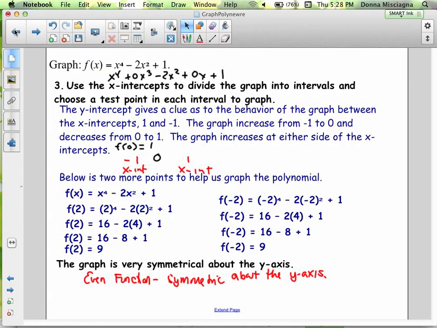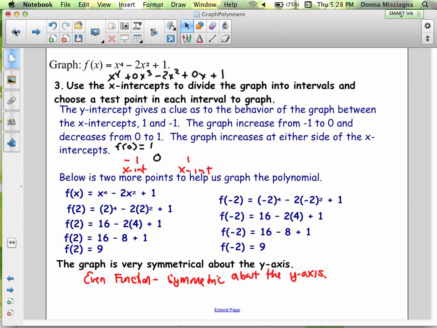All right, so we're going to use the x-intercepts to divide the graph into intervals and test a point in each interval to graph. Right? So when we take a look at our two x-intercepts, we've got -1 and we've got 1. So what's the only integer between -1 and 1? Well, that's 0. Well, if we plug in 0, what's that? Well, of course, it's our y-intercept. So the y-intercept gives us a clue as to the behavior of the graph between the x-intercepts 1 and -1. The graph increases from -1 to 0 and decreases from 0 to 1.